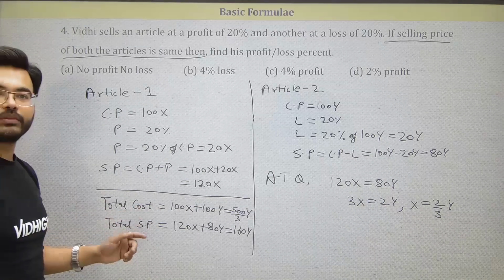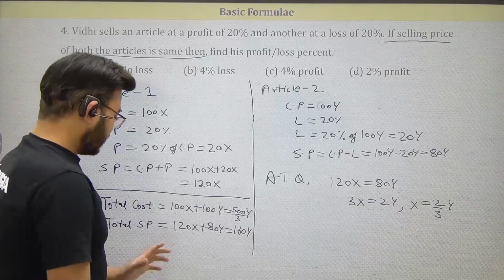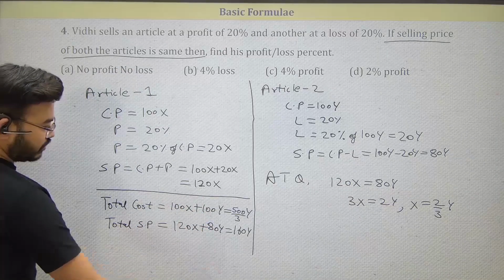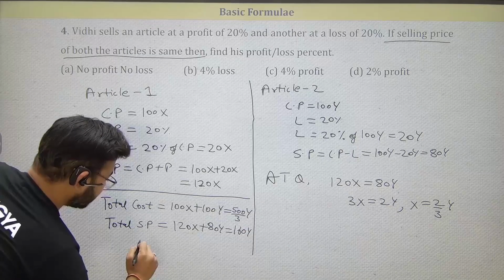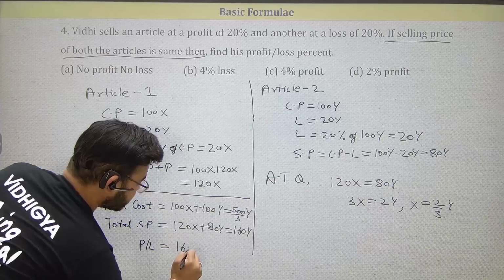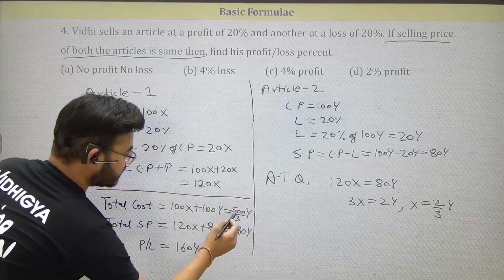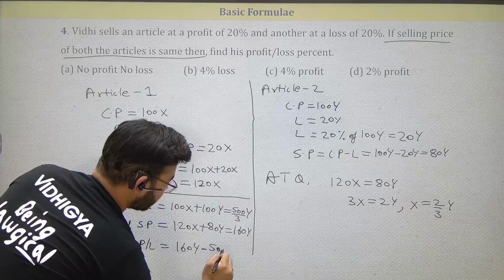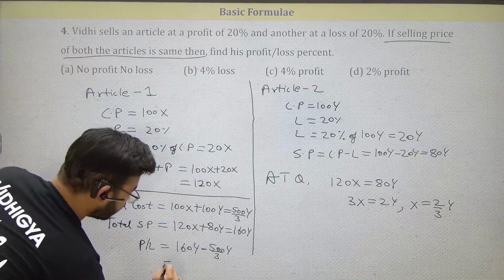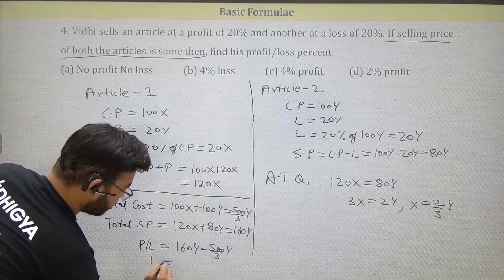just subtract the total selling price from the total cost price. So simply if you subtract these values, the total selling price and the total cost price, you will get profit or loss equals 160y minus 500 by 3y. So this will come out to be negative. That means we are incurring a loss.